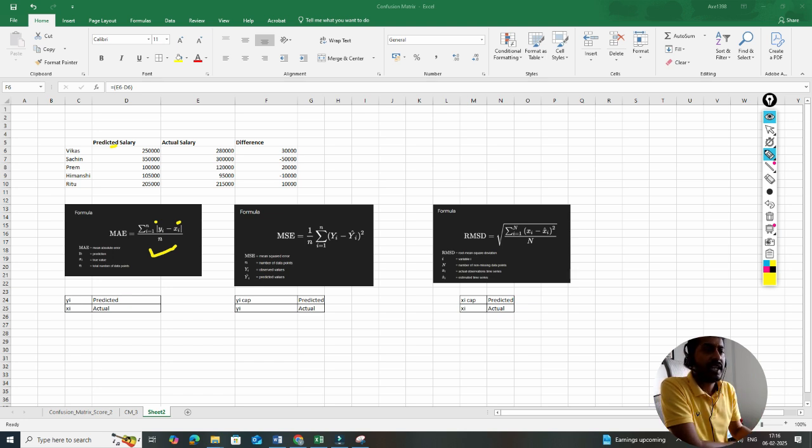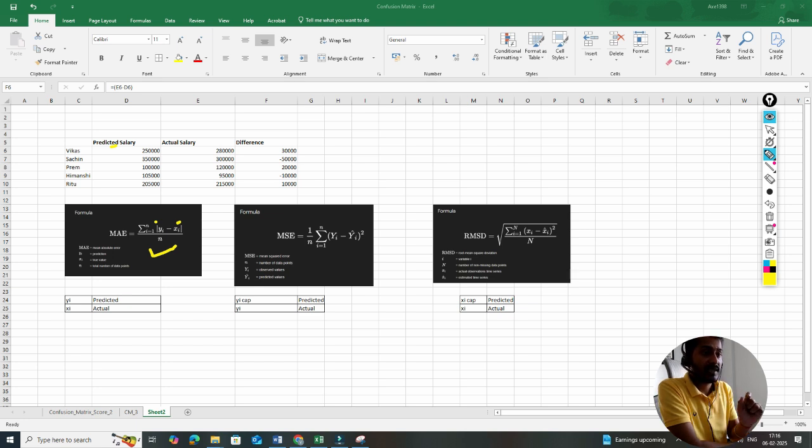All right, so here you'll see the difference between yi minus yi cap, where yi cap is equal to predicted and yi is equal to actual. Either you can take the difference between predicted minus actual salary or actual salary minus predicted salary, then take the square of the difference, sum all the values, and divide by n.